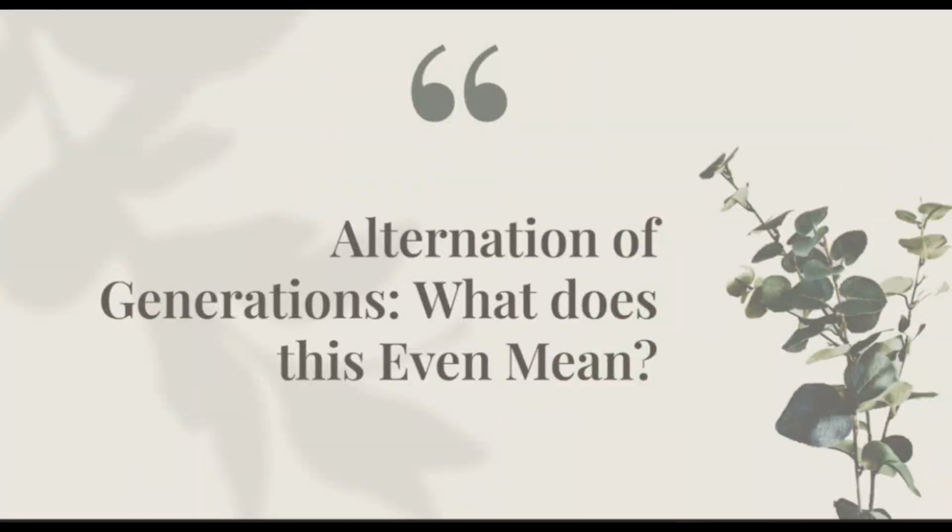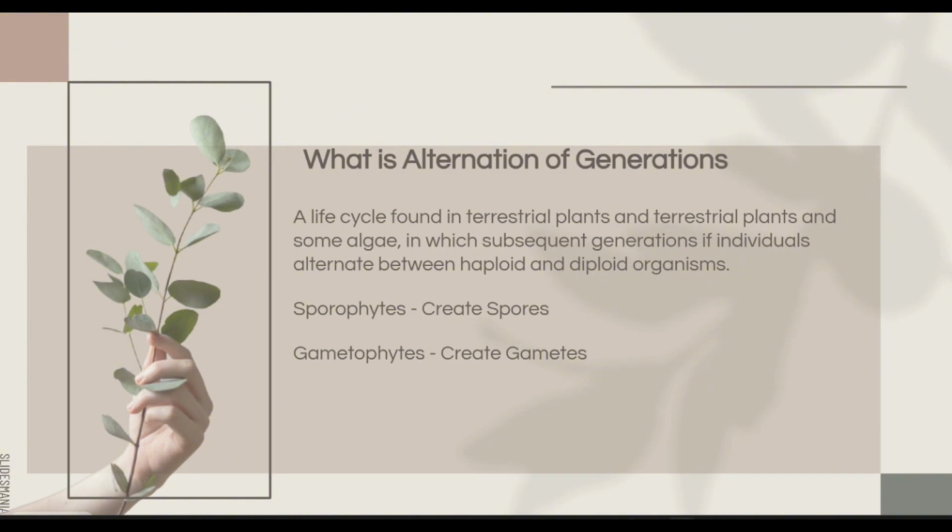And today we're going to be learning about ferns. Alternation of generations. What does this even mean? Well, it's a life cycle that can be found in terrestrial plants and some algae, in which generations of individuals alternate between haploid and diploid organisms. So in general, the sporophytes create spores, while the gametophytes create gametes. So let's dig deeper into what are sporophytes and gametophytes.